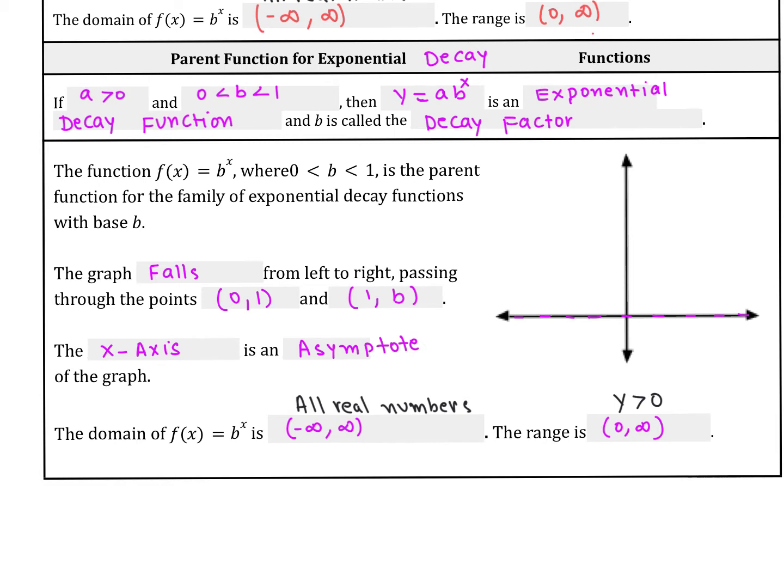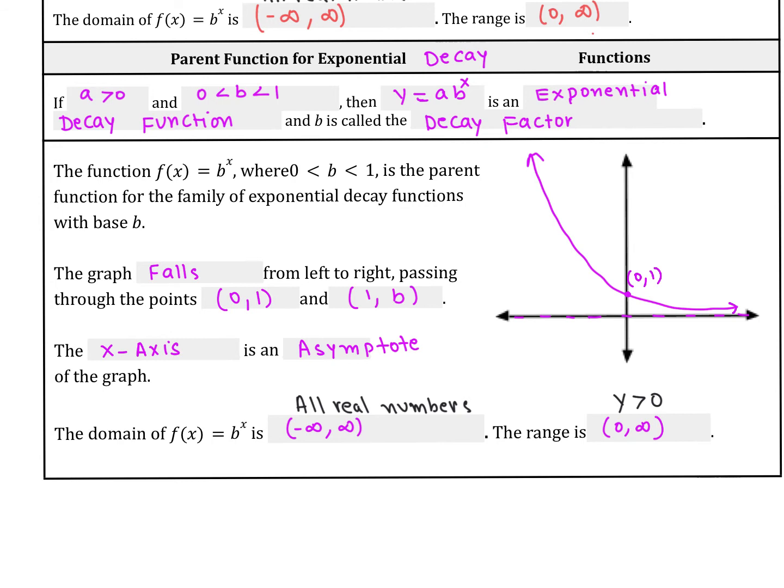Since this is a decay function, this graph is going to fall from left to right. So this graph is going to look like this, and you can see that the graph is falling from left to right. The point where it cuts the y-axis is 0, 1, similar to the growth function.